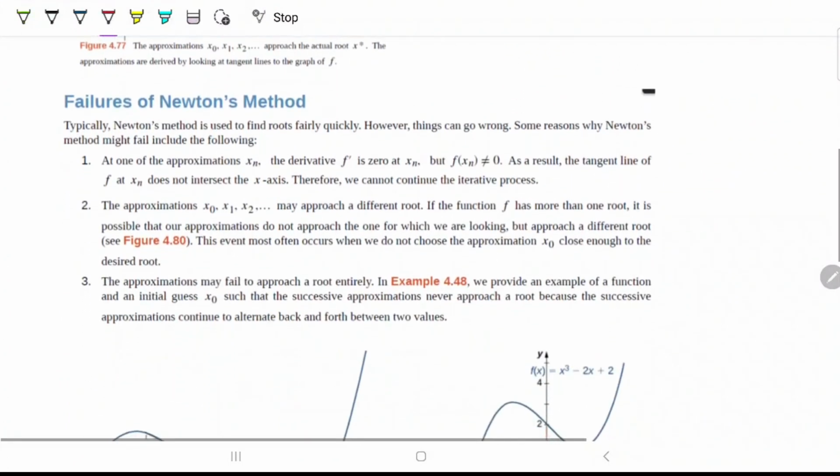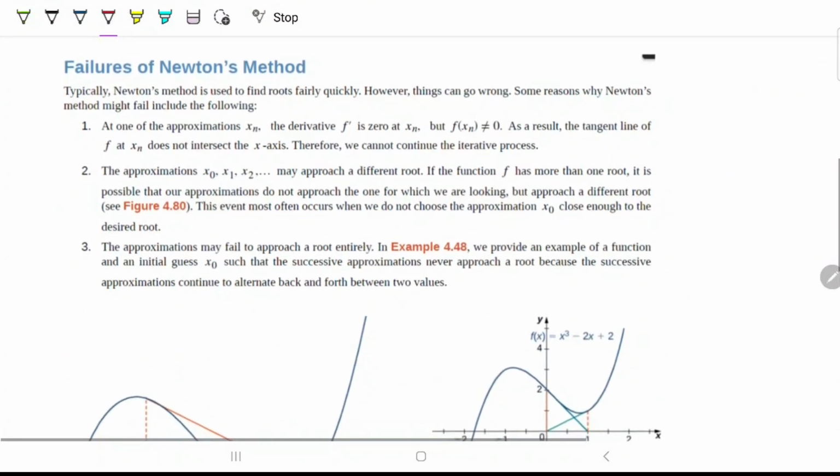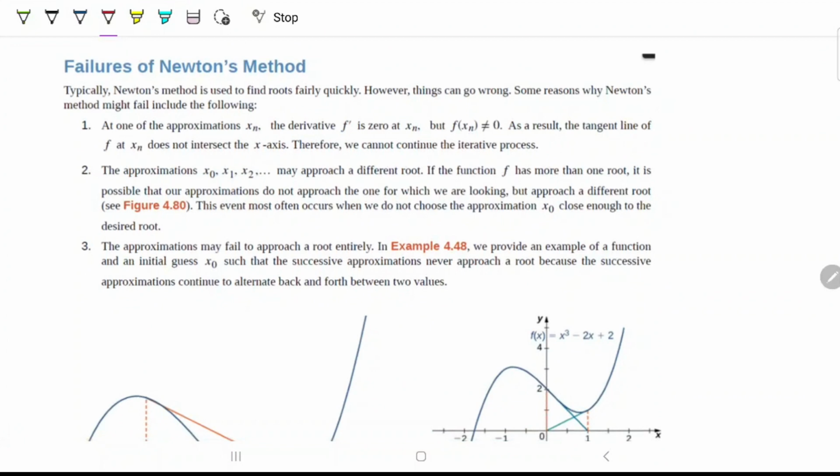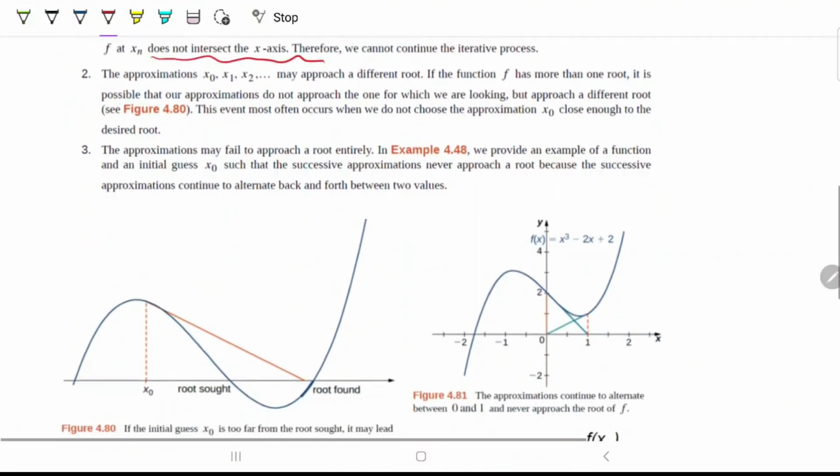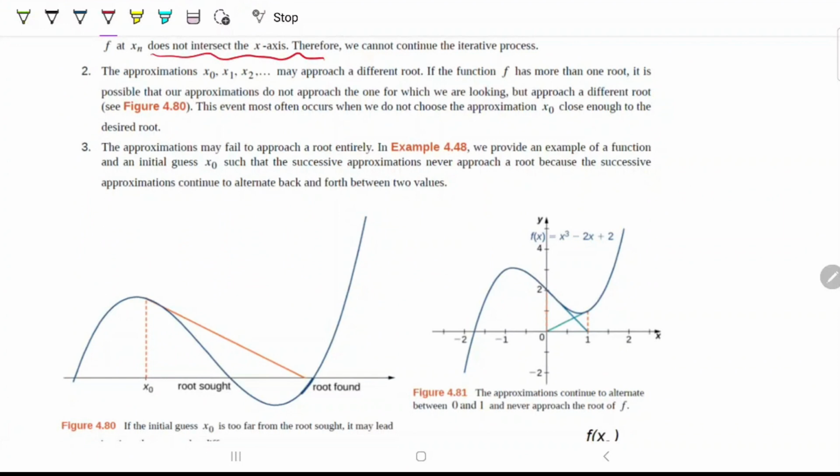But there are also failures to this particular method. It is a process that helps us get roots fairly quickly, but things can go wrong. Sometimes it might not be able to get the actual solution we need because of the way the diagram behaves. For example, sometimes the tangent line does not intersect the x-axis, and therefore we cannot continue with the iterative process. That's a limitation of Newton's method, and you need to know this because the examiners are always keen to ask about it.